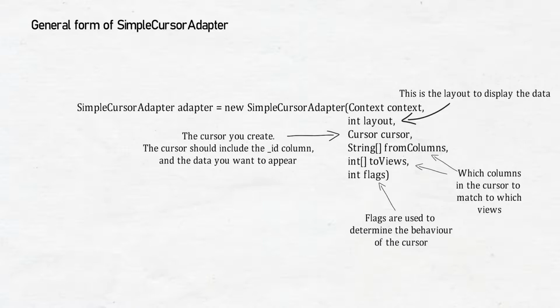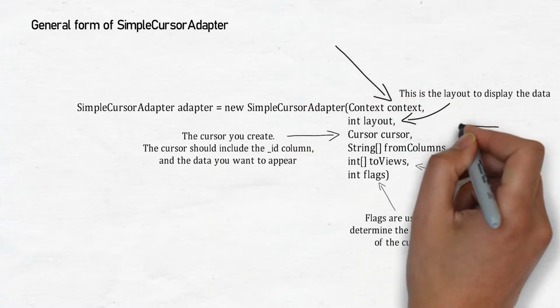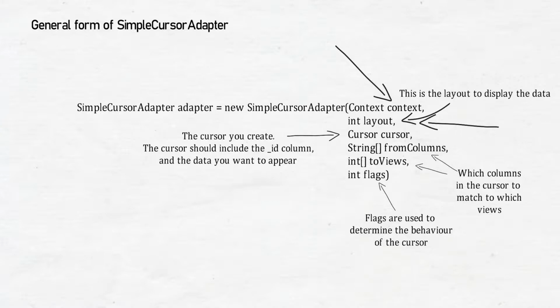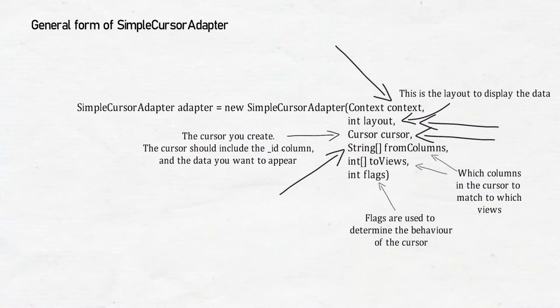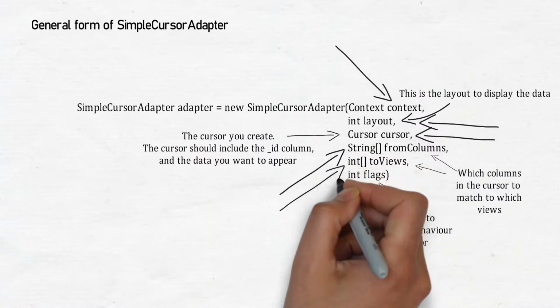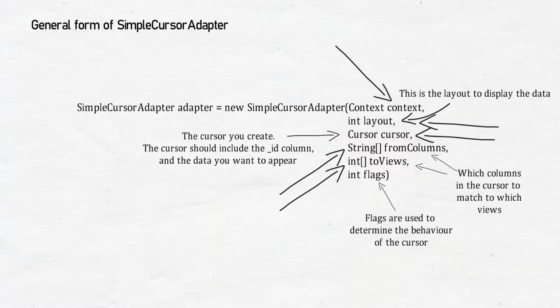The context and layout parameters are exactly the same ones when you create an array adapter. Context is the current context and layout says how you want to display the data. Instead of saying which array we need to get our data from, we need to specify which cursor contains the data using the cursor parameter. You then use from columns to specify which columns in the cursor you want to use and to views to say which views you want to display them in.